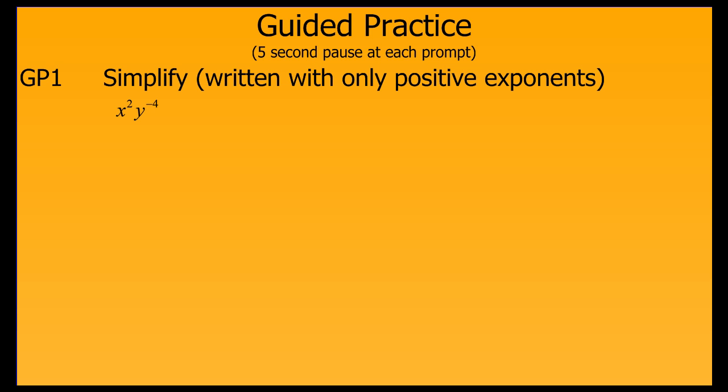What we're trying to do is simplify this expression involving both positive and negative exponents. How do we do that? We use our knowledge of how to rewrite a negative exponent using a positive exponent and the reciprocal. In this case, this ends up giving us the x squared in the numerator and the y to the positive 4 in the denominator. Since we only have positive exponents, we're done.